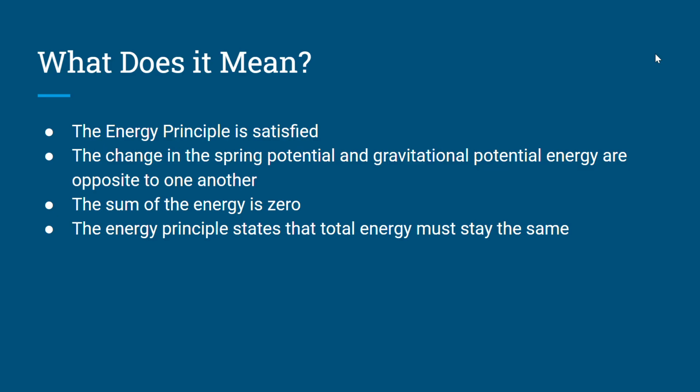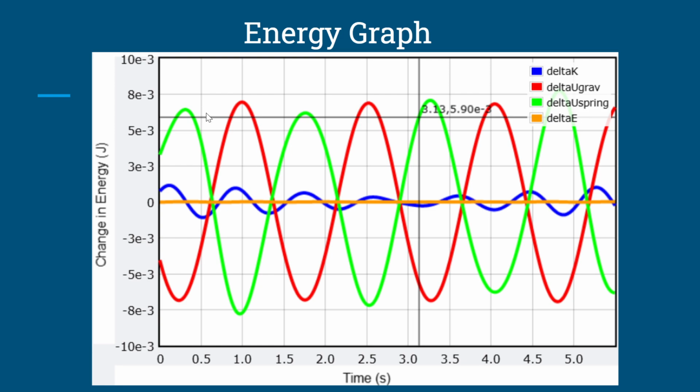So what does it mean? In this lab, we did definitely see that our energy principle is satisfied. The changes in the spring potential and gravitational potential energy are opposite to one another, which makes perfect sense because energy is not created, it's just moved throughout the system. So the sum of the energy change is 0, and the energy principle states that the total energy must stay the same. You can see that in this graph. As the spring energy goes up, the gravitational energy goes the opposite way, and your kinetic energy is just going to oscillate between.